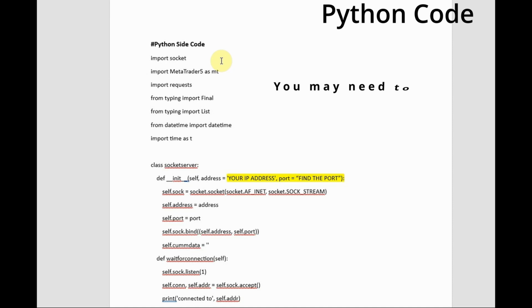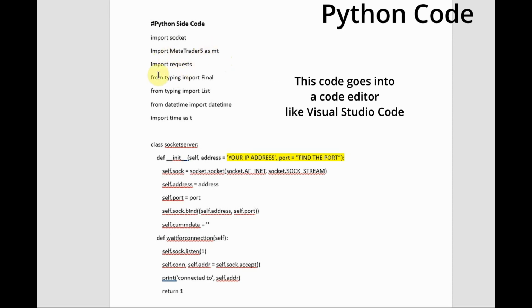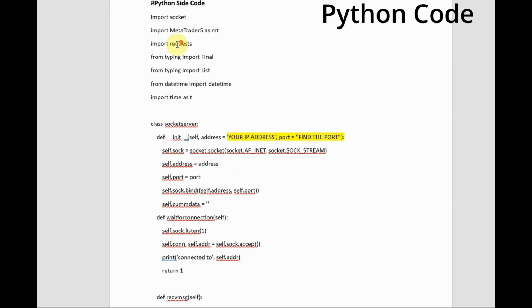So we've got the Python side code now. I've got the comment there so you don't have to delete it if you don't want to. Now we're importing socket, importing MetaTrader 5 as MT, importing requests, typing, final, typing list, datetime, import datetime, and import time as T. So basically we're importing a whole heap of libraries to do what we want to do. If you need to understand more about pip install, there are videos on YouTube that will hopefully be quite helpful for you. And generally you run that through the command function.